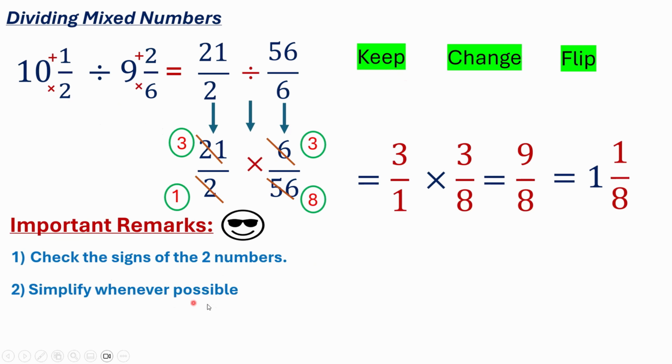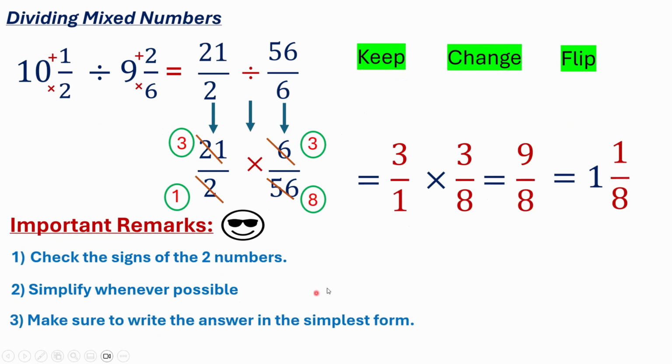Number 2, simplify whenever possible. If you simplify, you will get small values, and you can deal with small values and get your answer faster. Make sure to write the answer in the simplest form, not as an improper fraction. Simplify. Even if you have a fraction like 4 over 8, it's not in the simplest form. It is proper, but not in the simplest form. So instead of 4 over 8, for example, you write it 1 over 2.